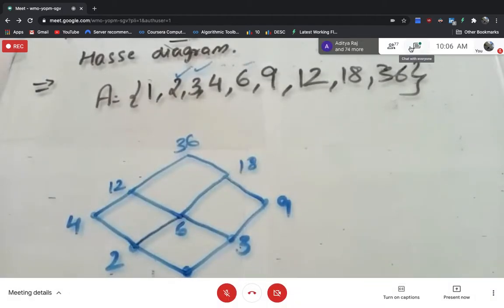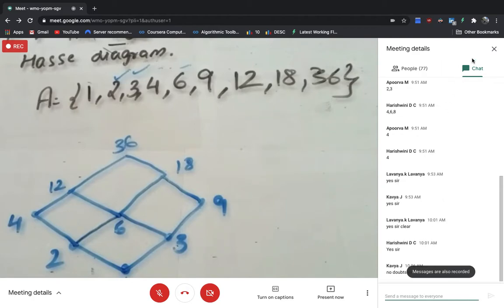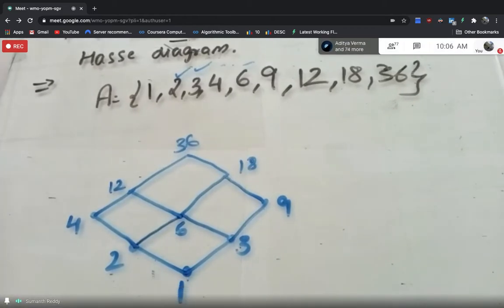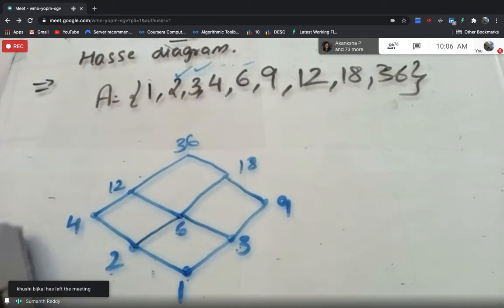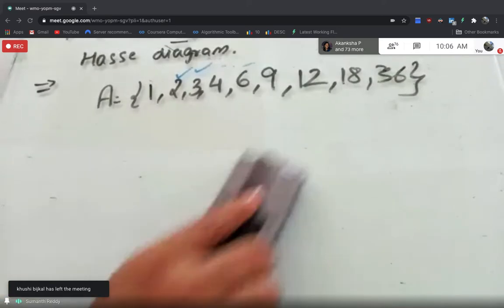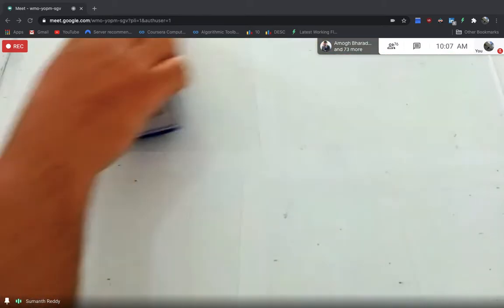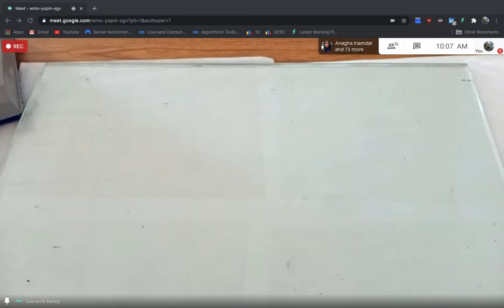Students, should I explain this again, or shall we go for the next problem? Okay. With respect to divisibility, I think we have solved enough problems. So let me solve a few problems on the subset relation. And this question is one of the most repeated questions. Almost in the partial order, this question has been asked many times.